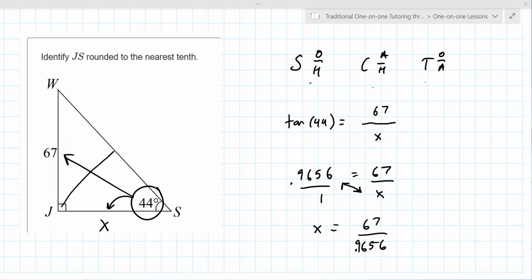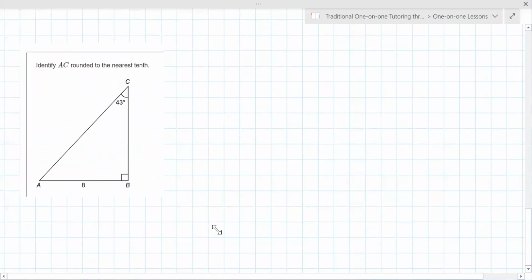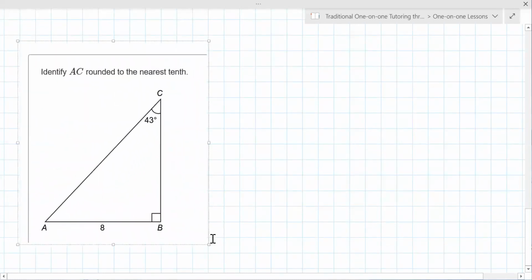All right, now let's see if you can do one on your own. I will tell you which trig function it uses. Because we want to find AC, this one uses sine. So try working this out on your own, please.